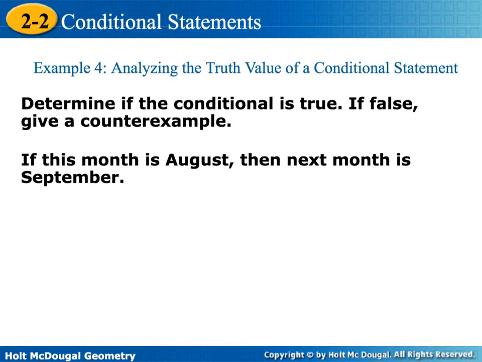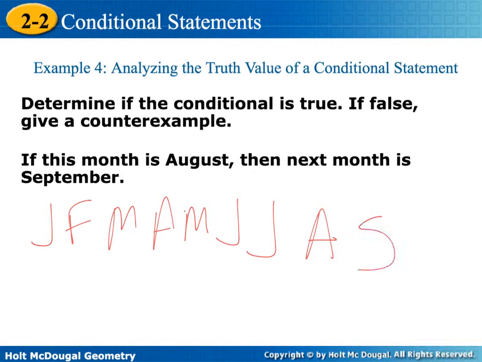All right, so determine if this is true or false. If this month is August, then the next month is September. So is that true? We have January, February, March, April, May, June, July, August, September. That is true. So this is true. And yes, I did have to write all those out to think about that. All right, which is fine. If you have to write it all out, if you have to draw some numbers down and some diagrams, that's totally fine. At least you're getting it right and not getting it wrong.